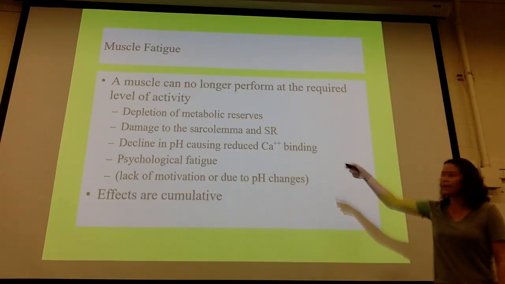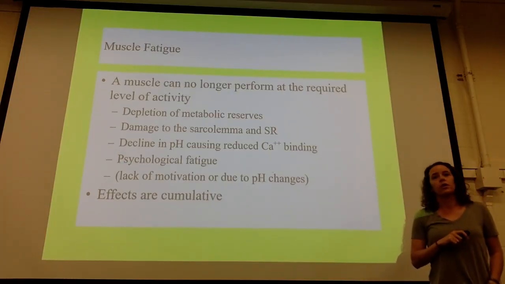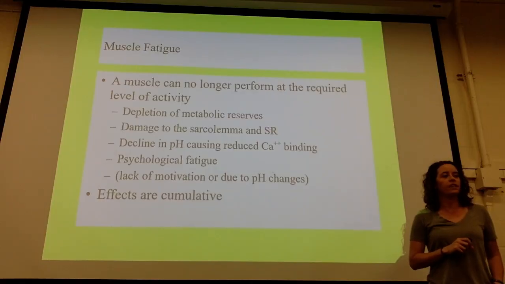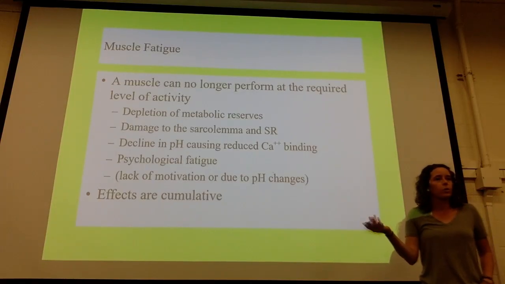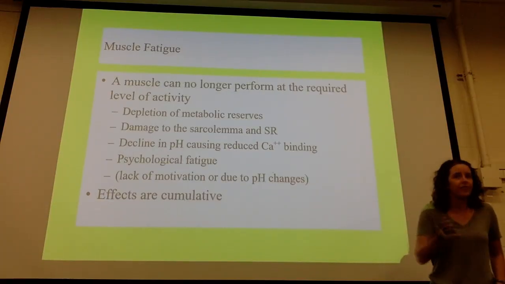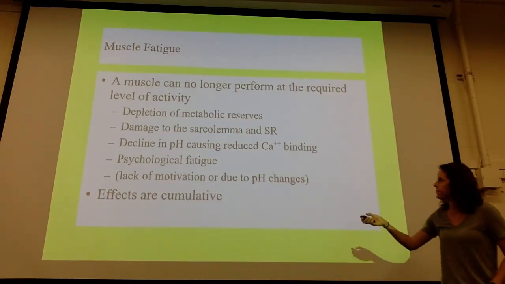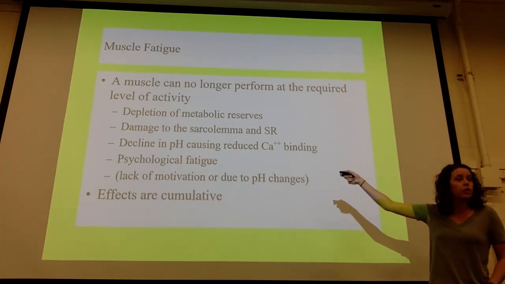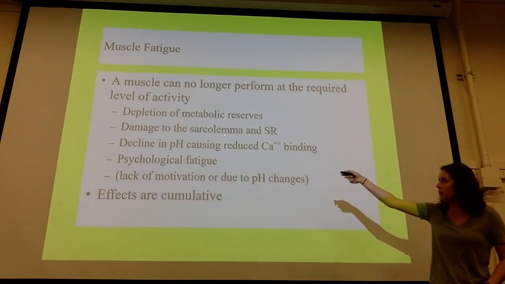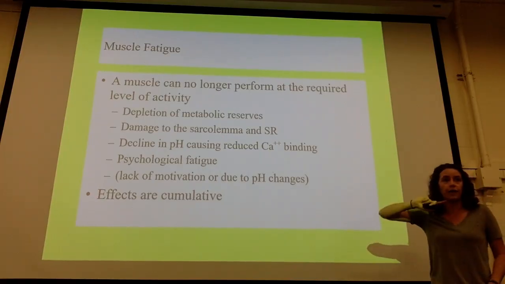We could be depleting our metabolic reserves. That would be a various compilation of things that we need to sustain the muscle. So we've run through the amount of glucose that's available, for example. Or there's been some damage to the structure of the muscle fiber, to the membrane, the sarcolemma, or the sarcoplasmic reticulum.